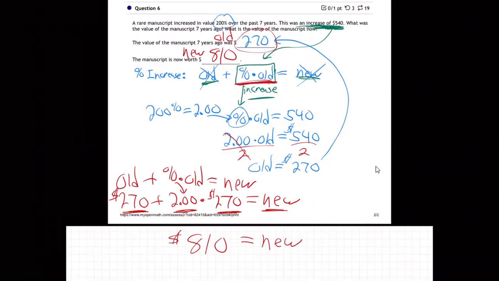It's all about the increase on this one. So we use the increase formula, solved for the old price, plugged that in, and then we plugged into the main formula: the old plus percent of the old, percent times the old, equals the new. Plug it in, 270 plus 2.00 times 270 to get the new price of 810.